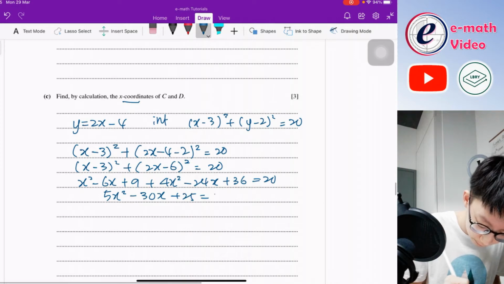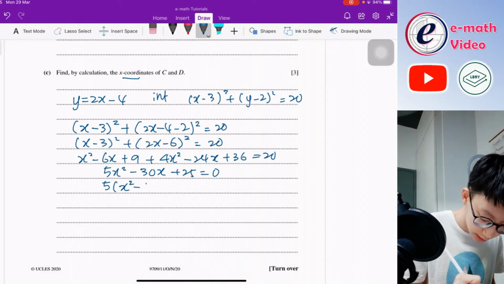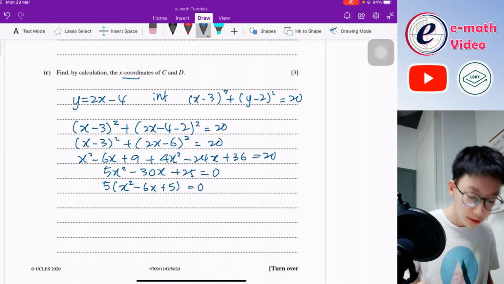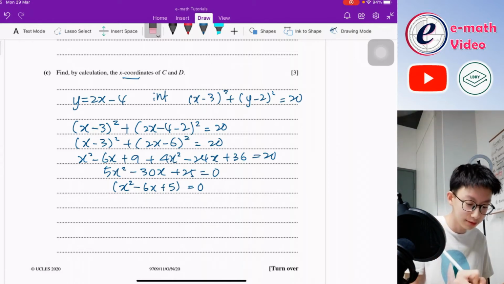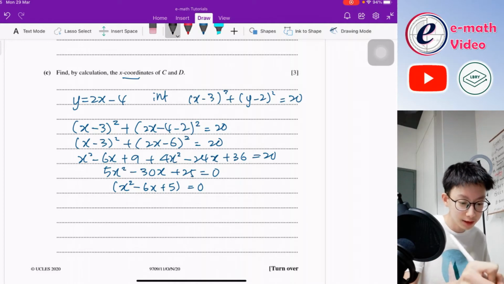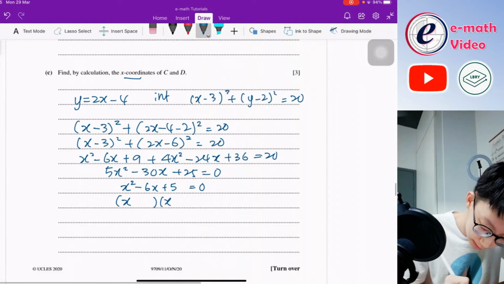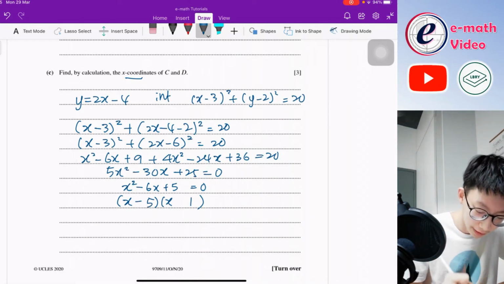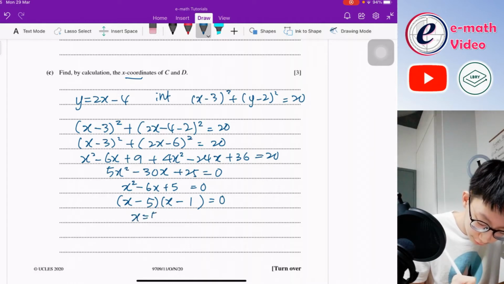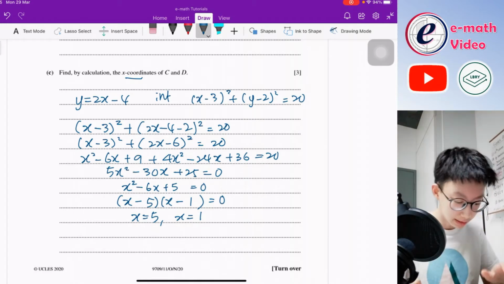Oh, very nice. Factor out the 5: x squared minus 6x plus 5 equals 0. Because the 5 is not 0, you can actually divide both sides by 5. And luckily, we can factor the trinomial here, which is (x minus 5)(x minus 1) equals 0. x equals 5, x equals 1. Okay, so these are the x coordinates of C and D.